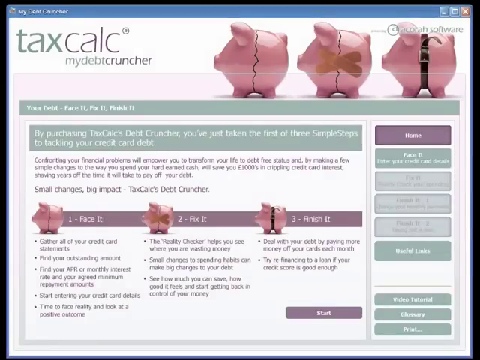Welcome to my Debt Cruncher. By purchasing this product, you've taken the first of 3 simple steps in tackling your credit card debt head on.